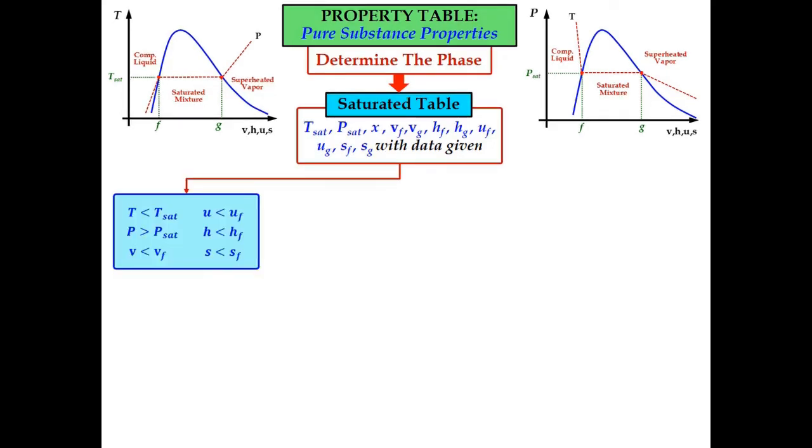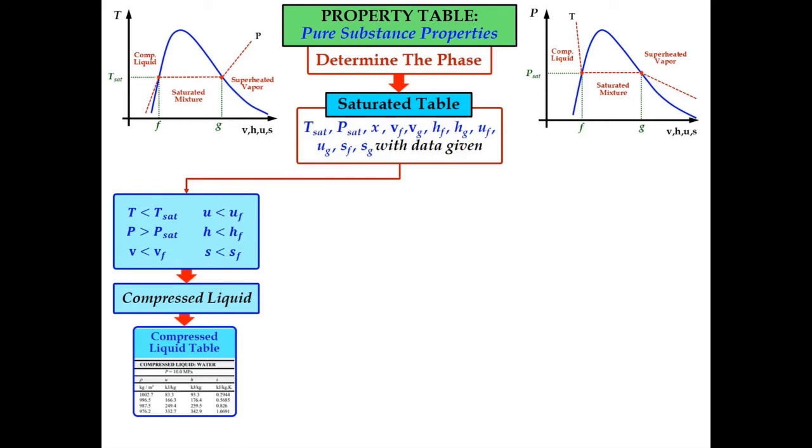First criteria: if the temperature is lower than T saturated, the pressure given is higher than P saturated, and the value of V is lower than Vf, U lower than Uf, H lower than Hf, and S lower than Sf, then the phase will be compressed liquid. After confirming the phase, in this case compressed liquid, you need to refer to the compressed liquid table in order to obtain the actual data for the specific thermodynamic properties.